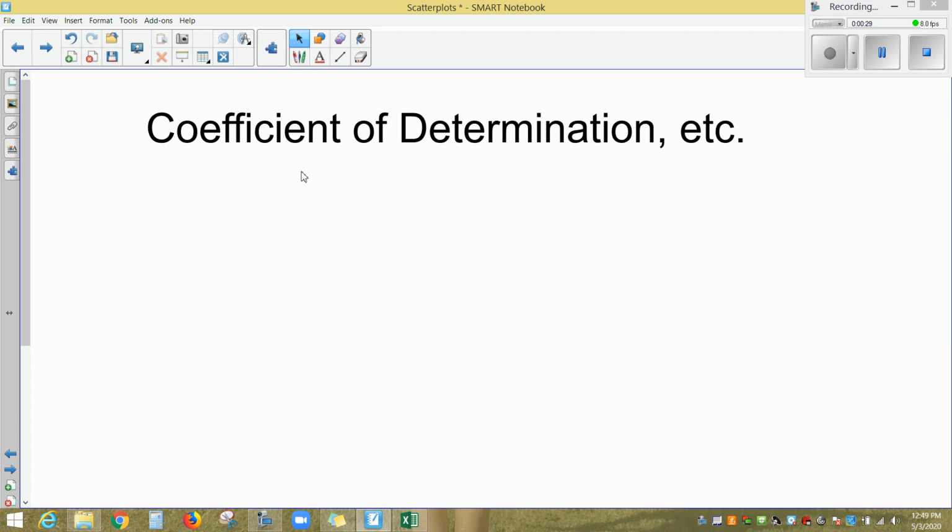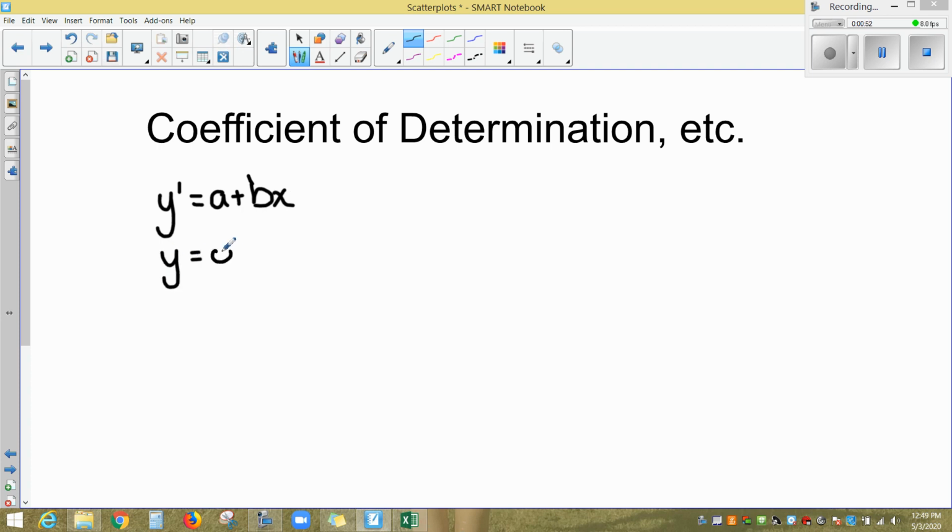So when we made the equation of our regression line, we said y prime is equal to a plus bx. y prime is what I'm going to call our predicted values. They are the points that are on this line that we created. When we talk about plain old y, those are our observed values. There's going to be a lot of y's here, so I want to make sure we can keep our y's straight.